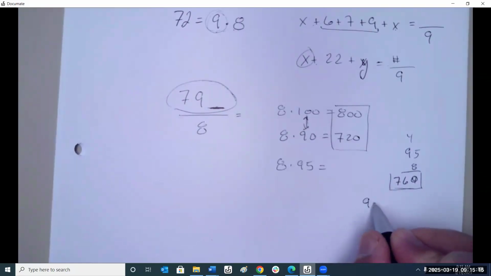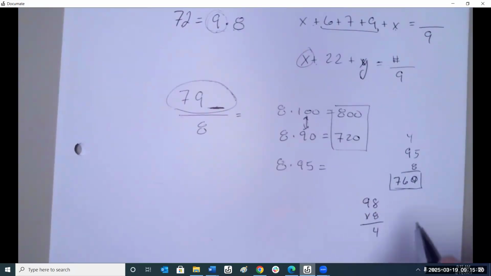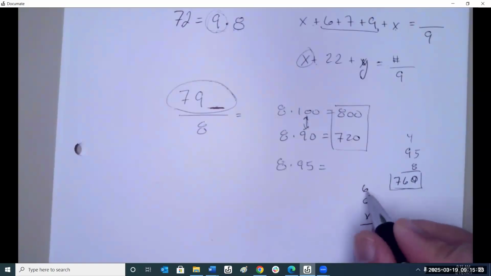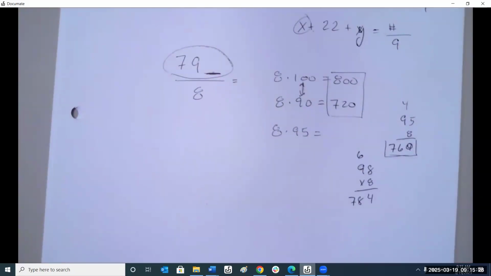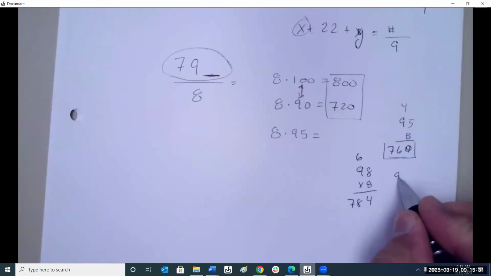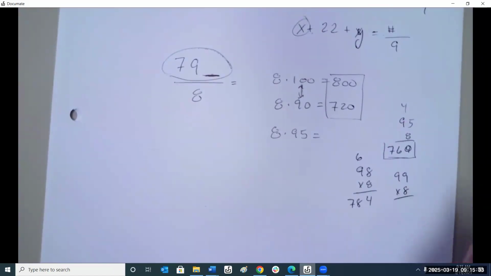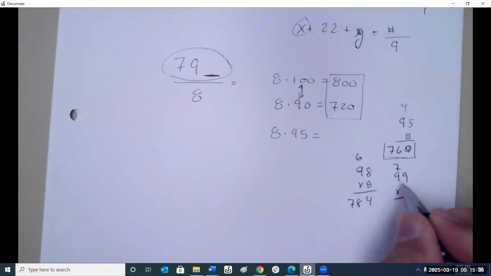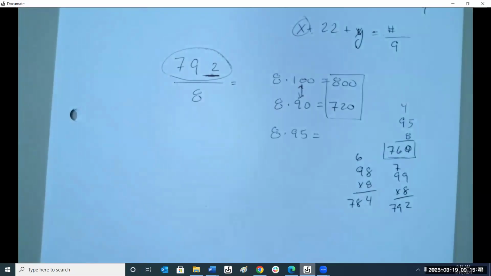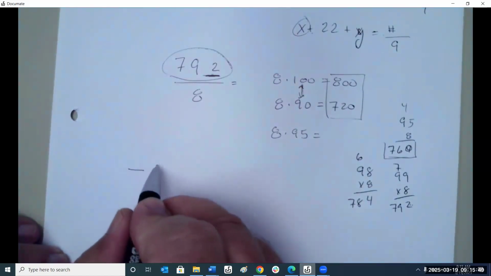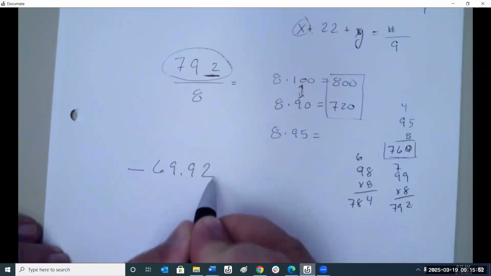So let's try 98 times 8. 72, that makes it 78. So it's got to be bigger than 98. Let's try 99. So the last digit has to be a 2. That's the only number that gives us a solid number. So far, we know our number is this.